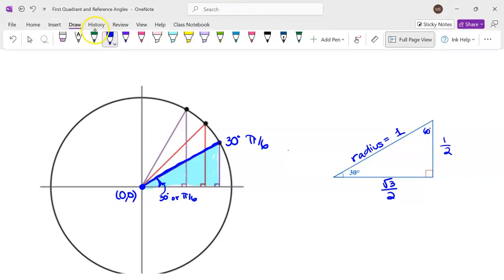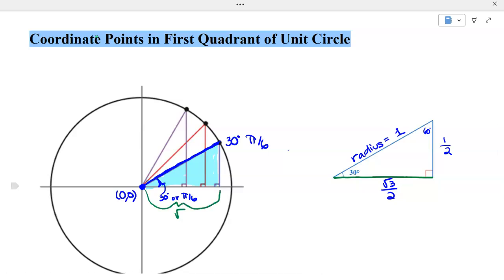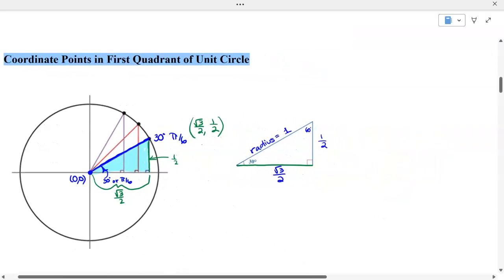Now if we come back over to our unit circle, what this length right here corresponds to, that square root of 3 over 2, is actually the x-coordinate, square root of 3 over 2. And our height right here, that 1/2 right here, is our y-coordinate. So at 30 degrees, our x-coordinate is the square root of 3 over 2, and our y-coordinate is 1/2. So let's take a look.